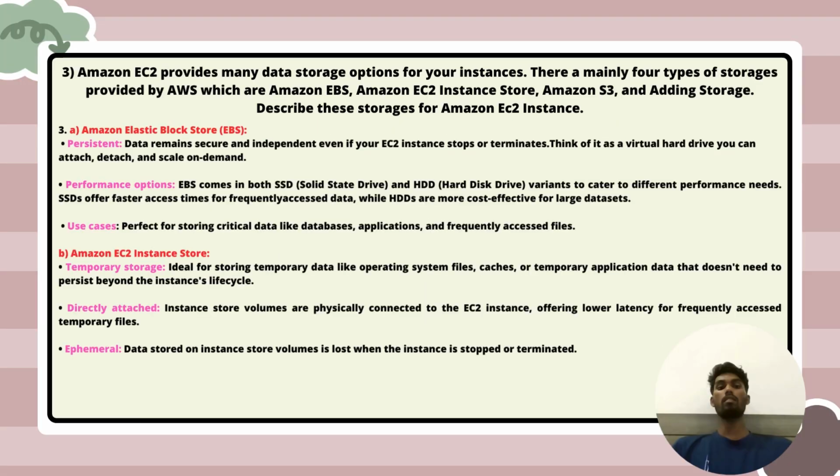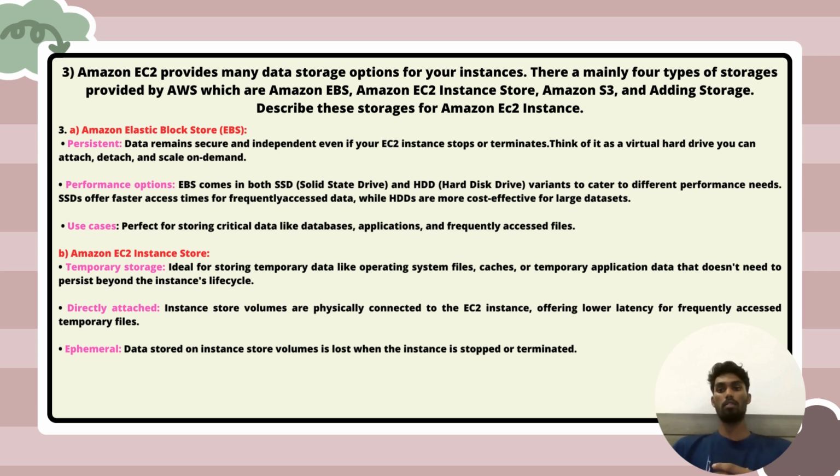So now let's move on to the third question. So the third question is Amazon EC2 provides many data storage options for your instance. So there are mainly four types of storages provided by AWS, which are Amazon EBS, Amazon EC2 Instance Store, Amazon S3, and adding storage. So describe these storages for Amazon EC2 instance.